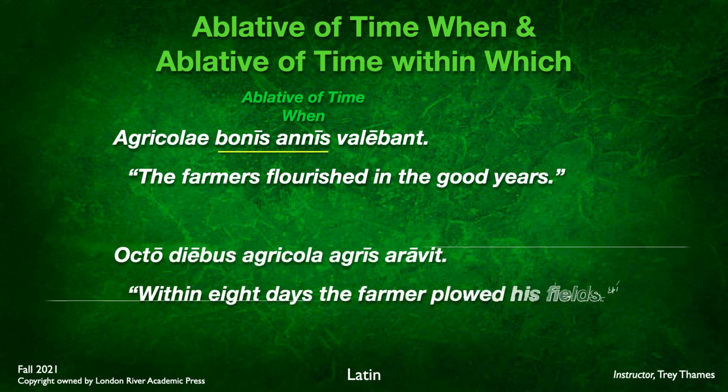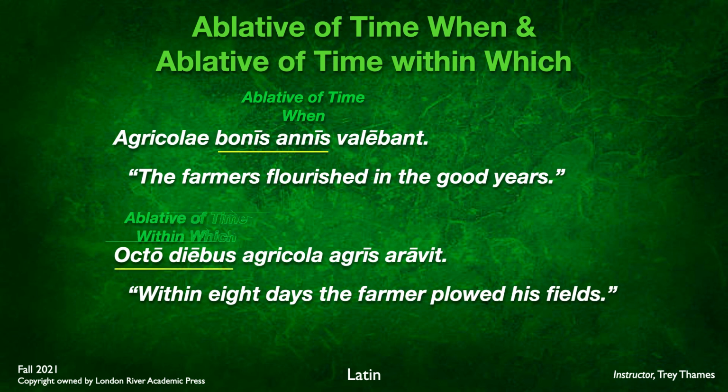One more example here. Octo diebus agricola agros aravit. Octo diebus is our ablative of time within which. Within 8 days. Octo diebus. Again, an ablative phrase here. Octo diebus is ablative plural. Within 8 days, the farmer plowed his fields, agricola aravit agros. This is an ablative of time within which.